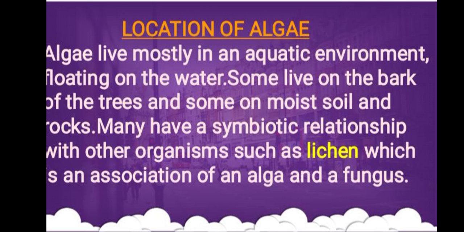Algae live mostly in an aquatic environment, floating on the water. Some live on the bark of trees and some on moist soil and rocks. Many have a symbiotic relationship with other organisms, such as lichen, which you must have read about, which is an association of an alga and a fungus.